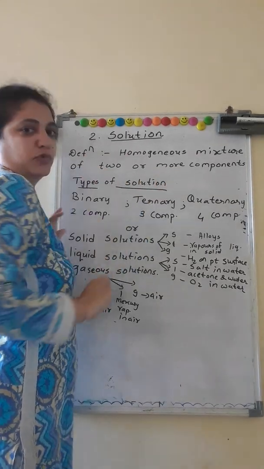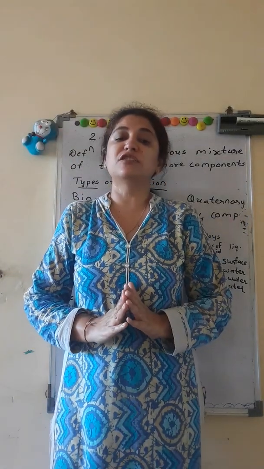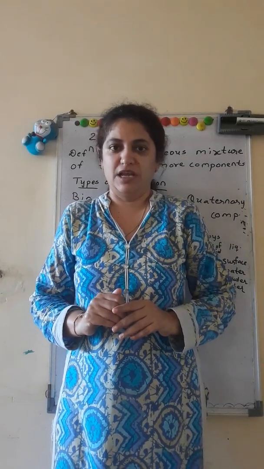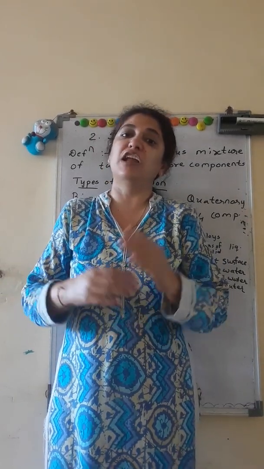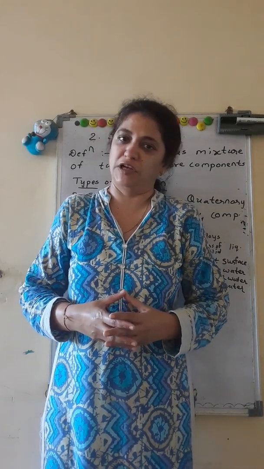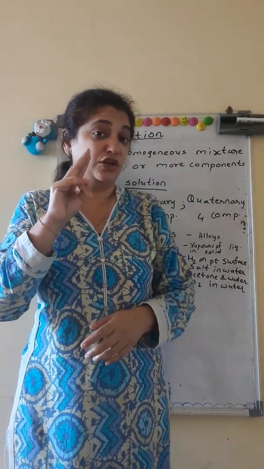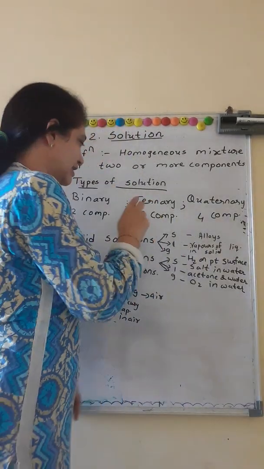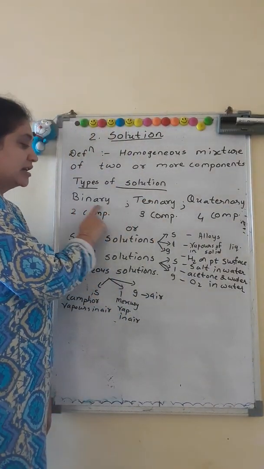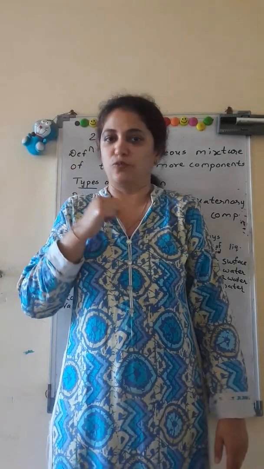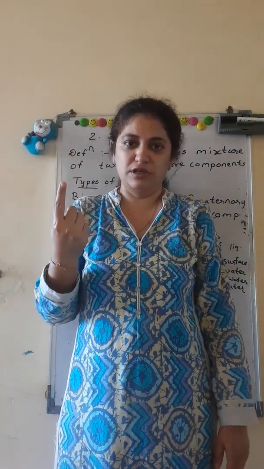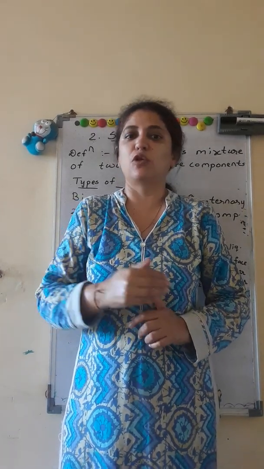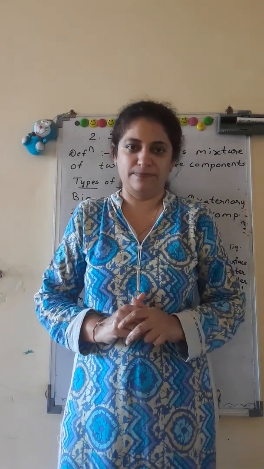Now, two or more components. The component which is present in small quantity is called solute, and the component which is present in larger quantity is called solvent if it is containing only two components. So the solution which contains only two components is classified as a binary solution. Bi means two. So there is one solute and one solvent. Solute is present in small quantity and solvent is present in large quantity.